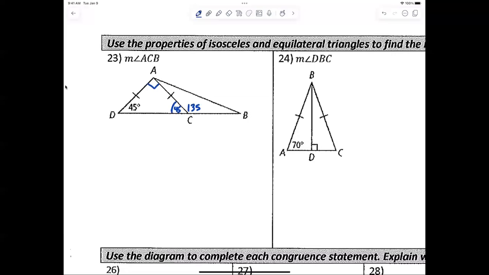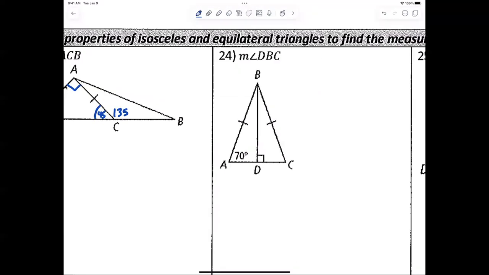All right. So here we go. DBC. DBC is how much? Do we agree that's 20? Because again, this right here is 70, correct? That forces this to be 20, correct? Forces this to be 70, forces this to be 20. They're isosceles triangles, so the base angles are equal.